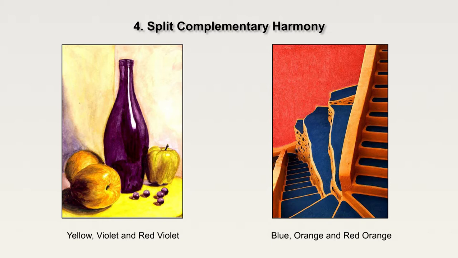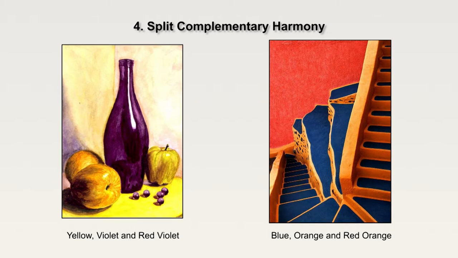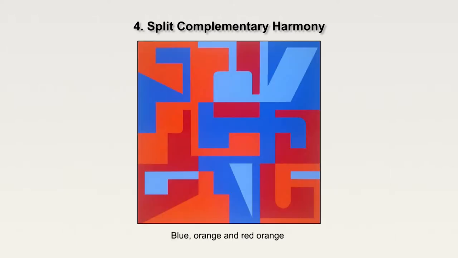More examples of split complementary colors can be seen here. The image on the left has yellow, violet and red violet. The image on the right has blue, orange and red orange. Again, the image here has blue, orange and red orange.